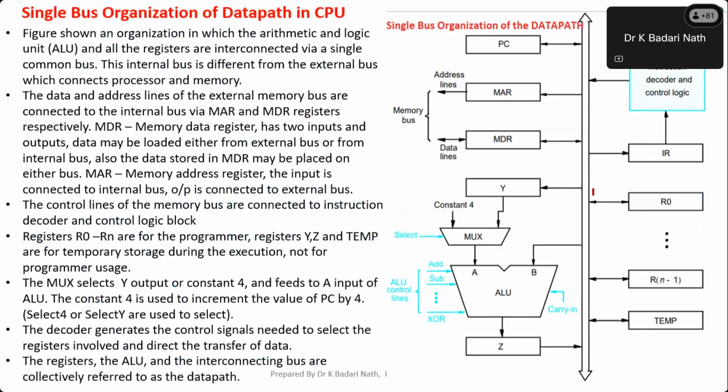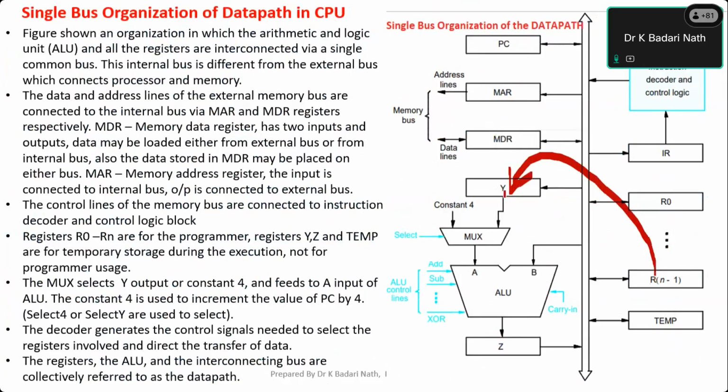So what are the 3 steps required to perform add R1, R2, R3? I'll repeat. First take the value of the R1 register and place it in Y. For that, we give the control signals R1 out, then Y in. So the data will come here.